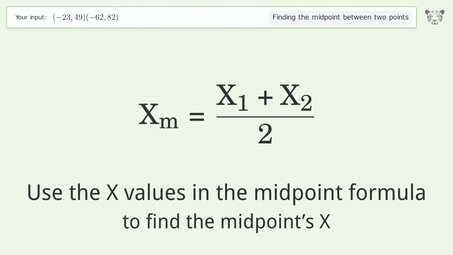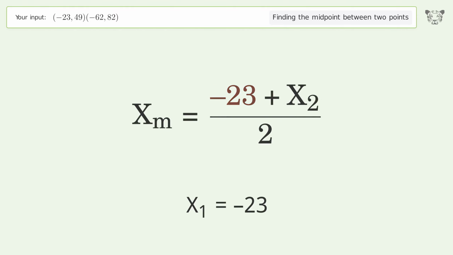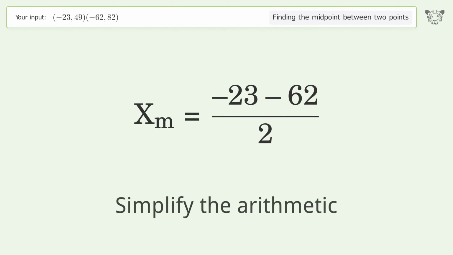Use the x values in the midpoint formula to find the midpoint's x. x1 equals negative 23. x2 equals negative 62. Simplify the arithmetic.